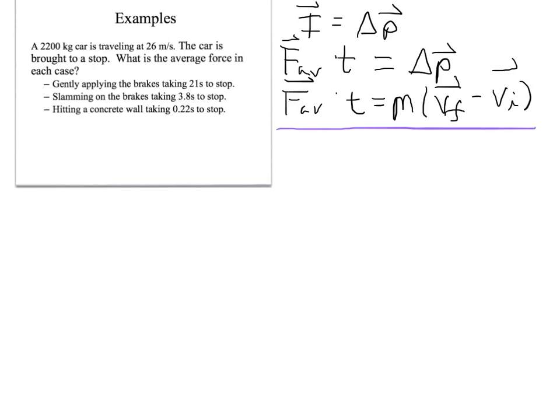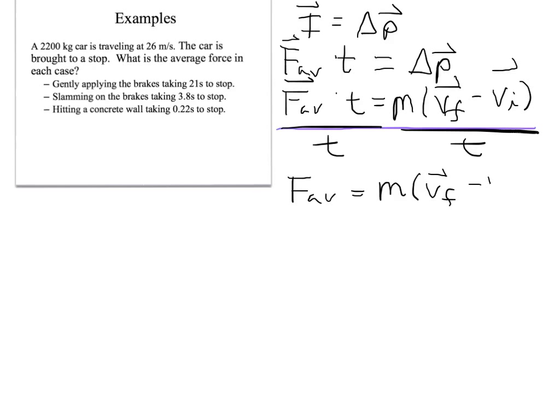So the question asks us for the average force in a bunch of different cases. So why don't I just go ahead and solve this equation for average force, since that's clearly what it wants. I'll divide both sides by time, and we'll end up with average force equals mass times the change in velocity, Vf minus Vi, both vectors, over time. Paying really close attention to vectors, because as we go through this unit, vectors with momentum are going to get more important, and so I'm making a point of noting everything that's a vector.